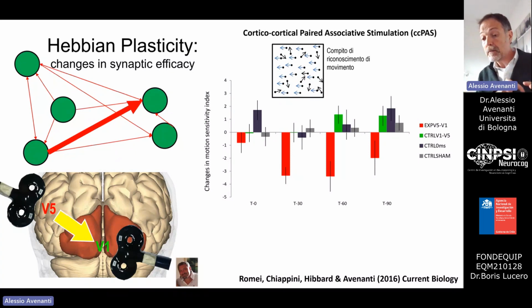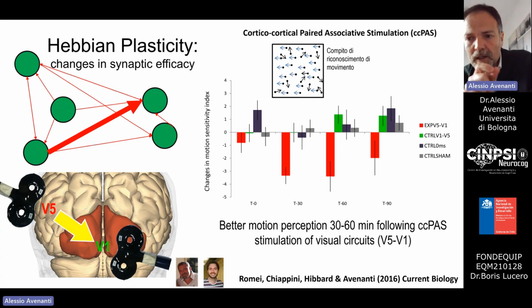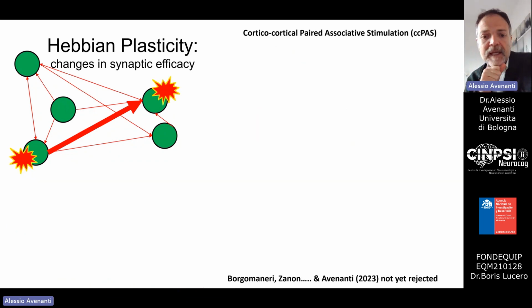If you make V5 more connected to V1 with this brain stimulation protocol, this makes participants better at discriminating motion. Here we show with these red histograms a reduction in the visual threshold for a few minutes after the stimulation. And of course, there are several control conditions in which we changed the order of stimulation of the two areas, or stimulated simultaneously, or stimulated with a sham, placebo stimulation. But only the V5 to V1 stimulation was able to increase the efficacy of this connection and make participants better at perceiving motion.